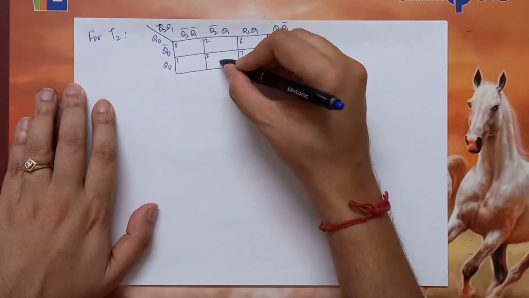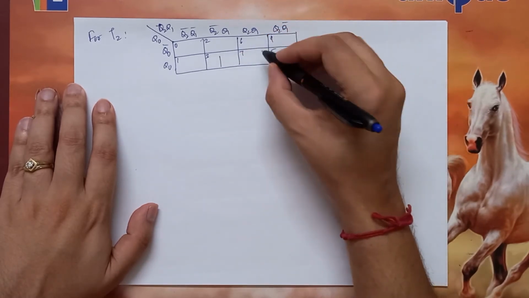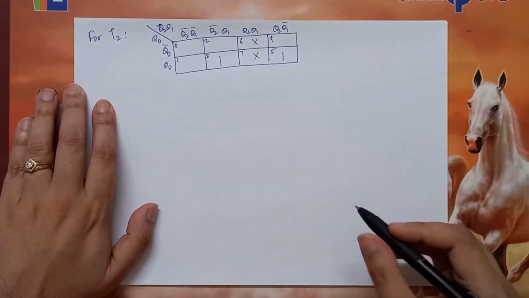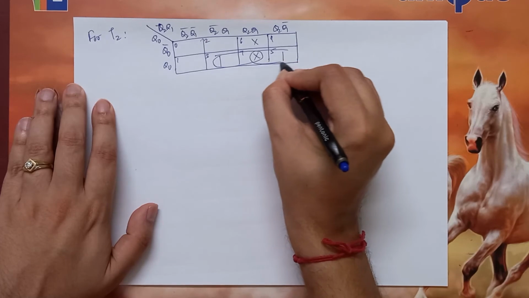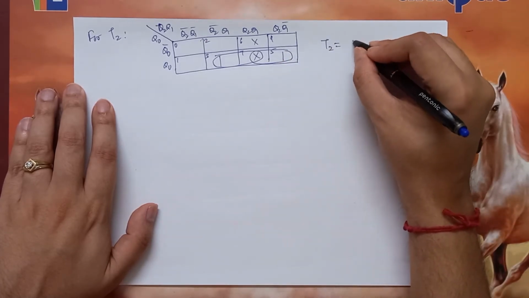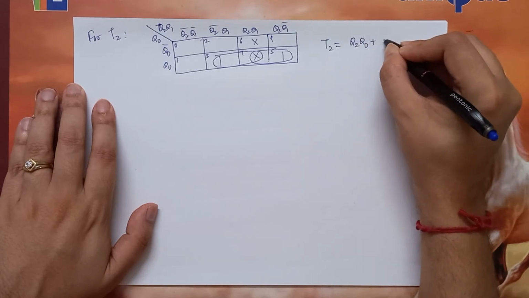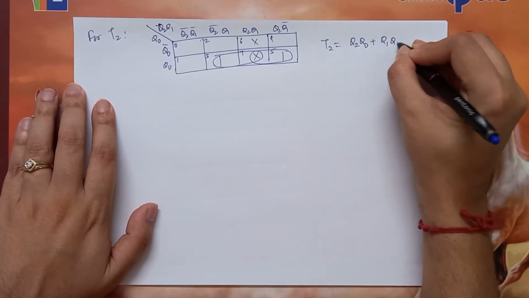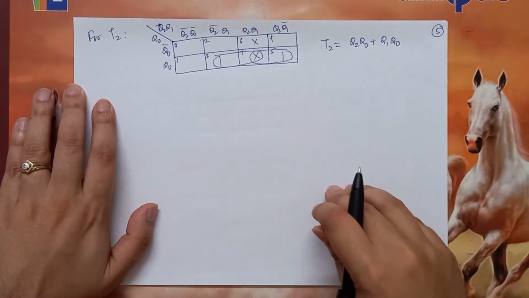So 3 and 5 have a 1, 6 and 7 have don't cares. So what I can do, I can just make two groups like this. So T2 would be equal to Q2 Q0 plus Q1 Q0. This is what T2 would be.